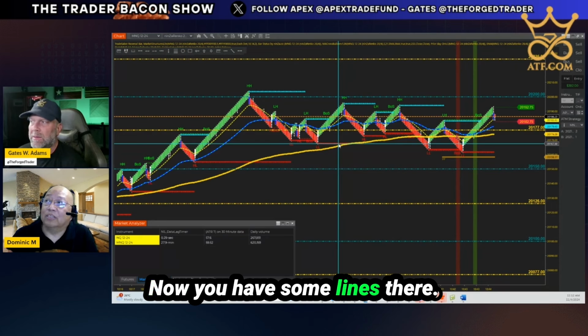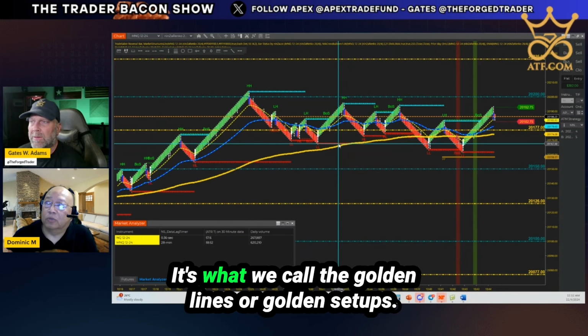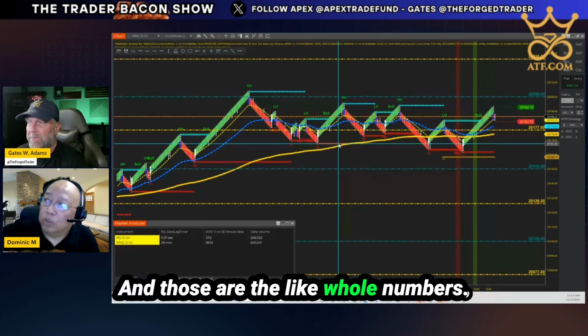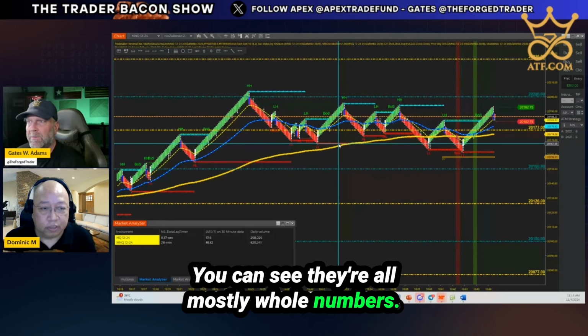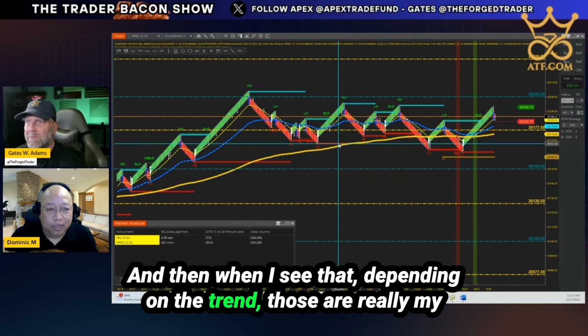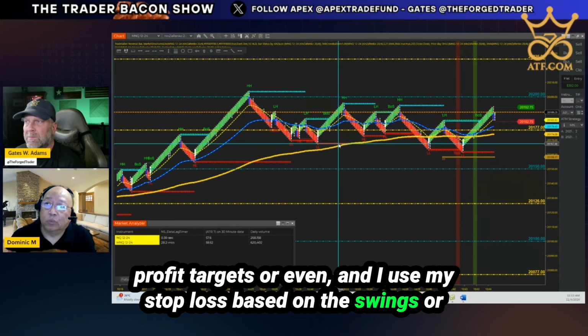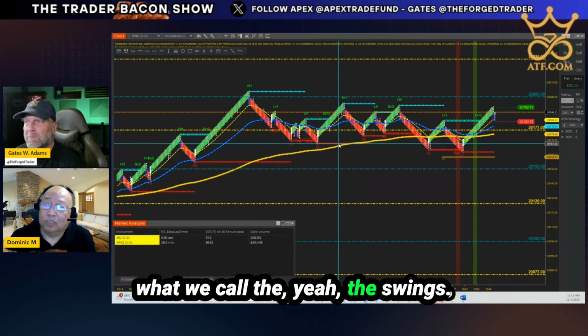Now you have some lines there. I've learned this from another trader, it's what we call the golden lines or golden setups, and those are the whole numbers. You can see they're mostly whole numbers, and they really bounce off those things. When I see that, depending on the trend, those are really my profit targets, and I use my stop loss based on the swings, or what we call the swings.